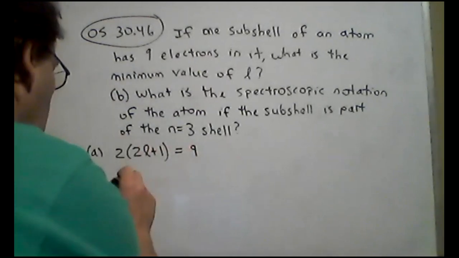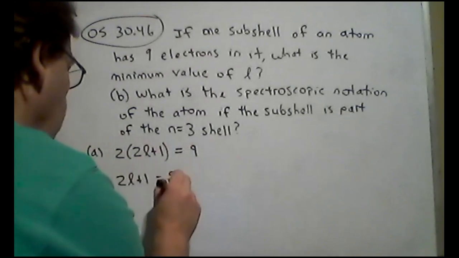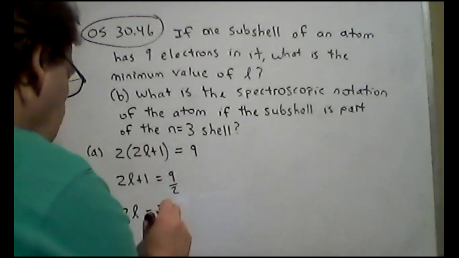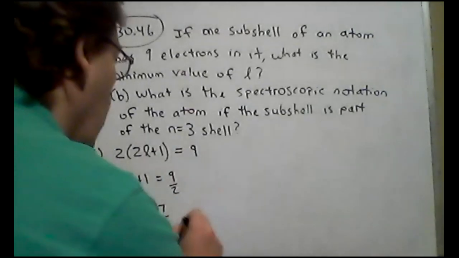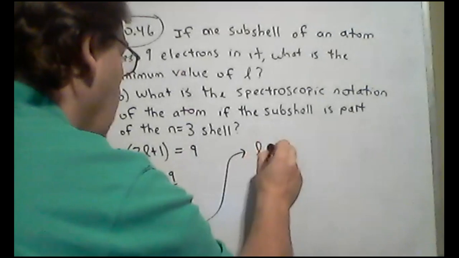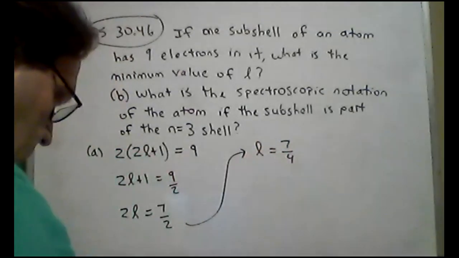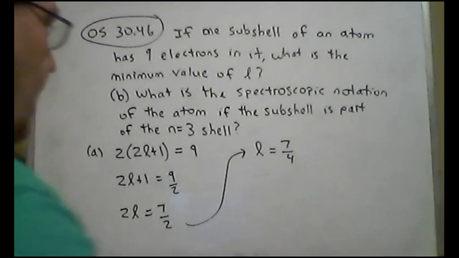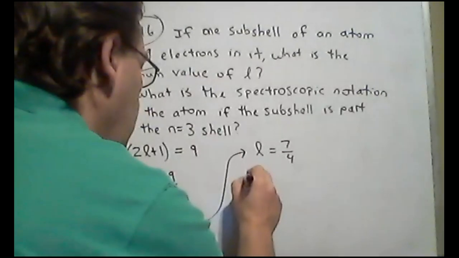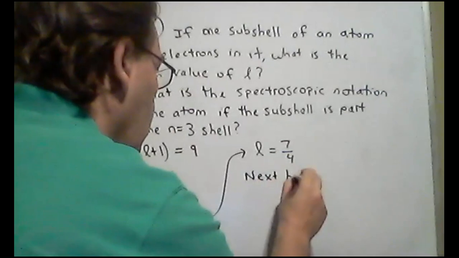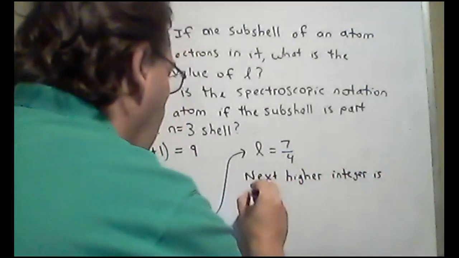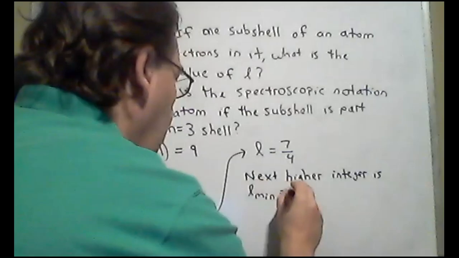So we'll divide both sides by 2. So 2L plus 1 is 9 halves. And then let's subtract 1. So 2L becomes 7 halves, or this implies that L is 7/4. All right. And so L obviously cannot be 7/4. It's got to be an integer, right? So if you take a look at 7/4, this is telling you that you've got to go to the next integer higher. So the next higher integer is L. Again, we want the minimum L, which is 2.